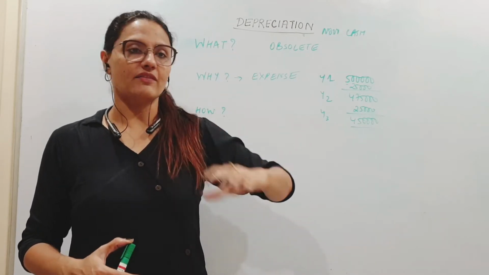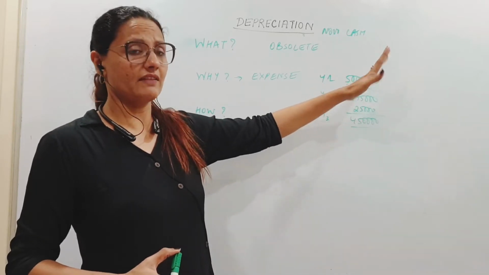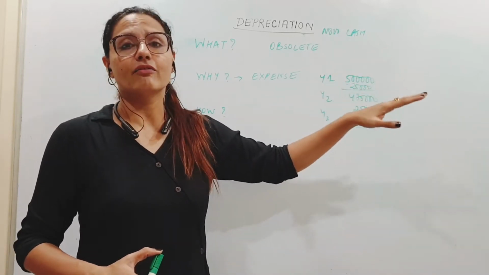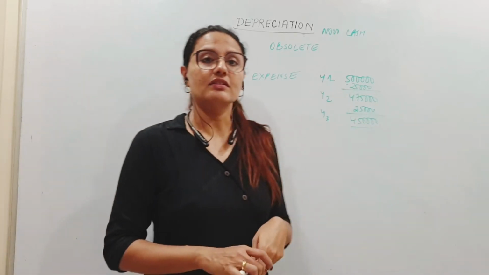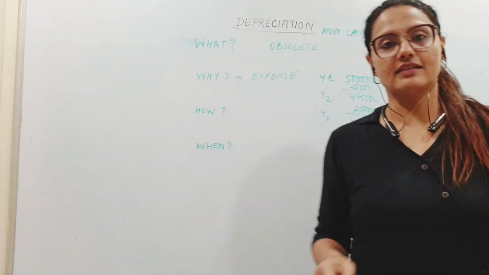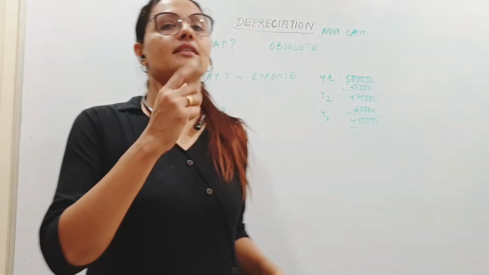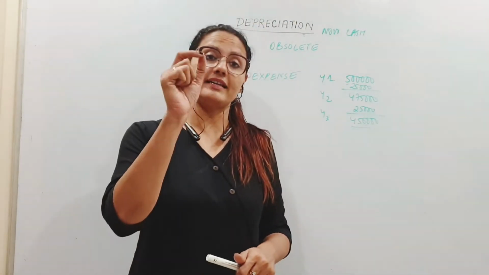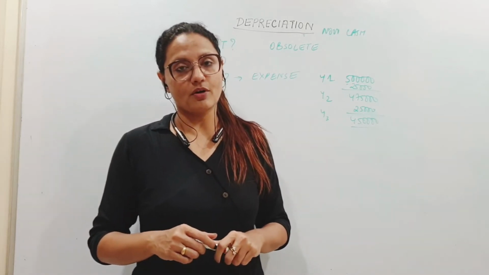The value that has reduced, the same motor vehicle which I purchased for 5 lakhs is now at 4,50,000. Okay, so this 4,50,000 is showing the true picture of the asset, and my balance sheet should show the correct value of assets and liabilities on that date. So that's why depreciation is important.